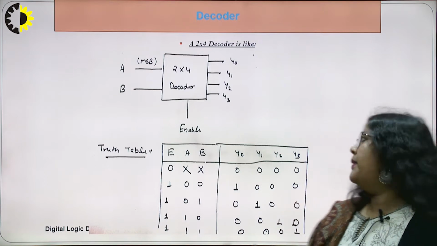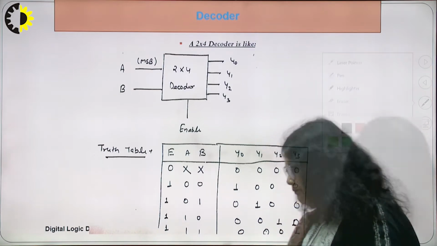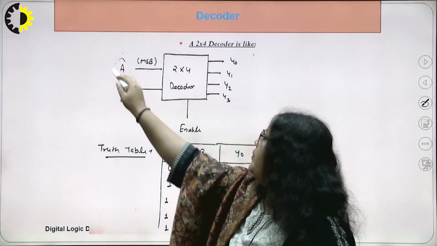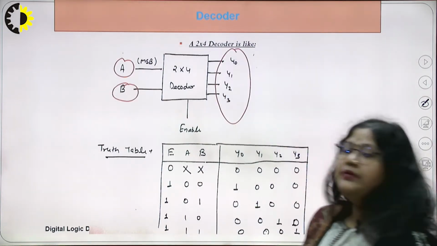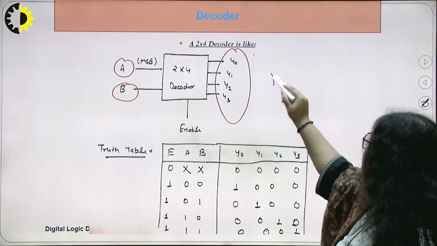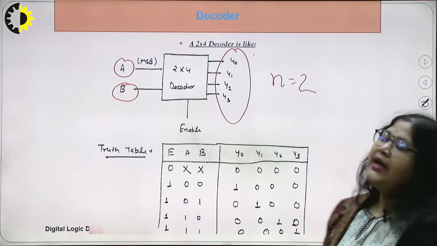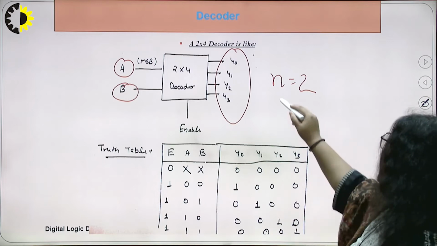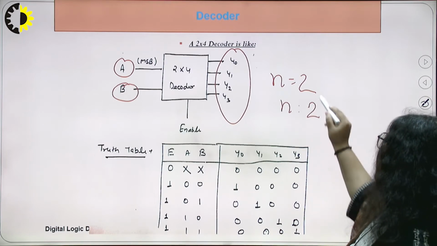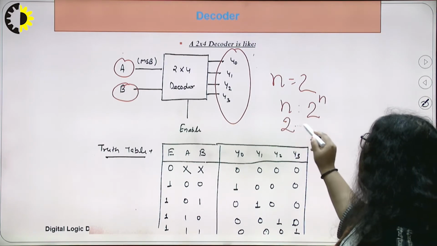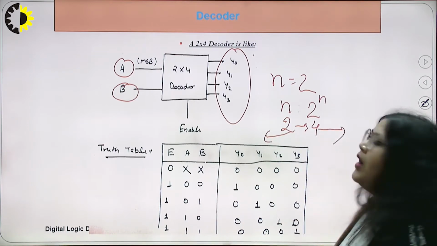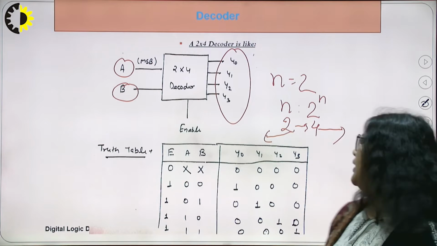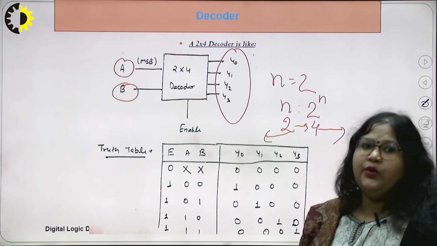In this example, there are 2 inputs, A and B, and there are 4 outputs because we have taken the value of n as 2. So when n is 2, the outputs are 2 to the power n, so it is a 2 to 4 decoder. There are 2 inputs and 4 outputs in the working of the decoder. This is the basic working of the decoder, right?